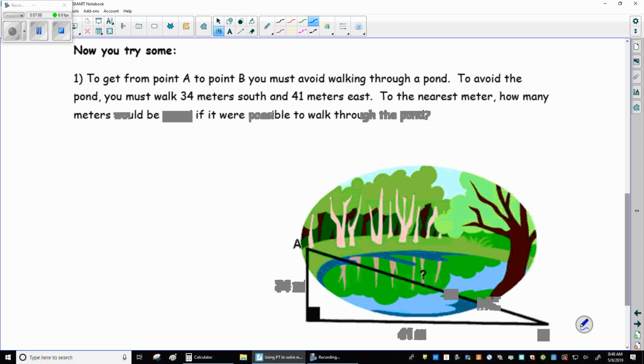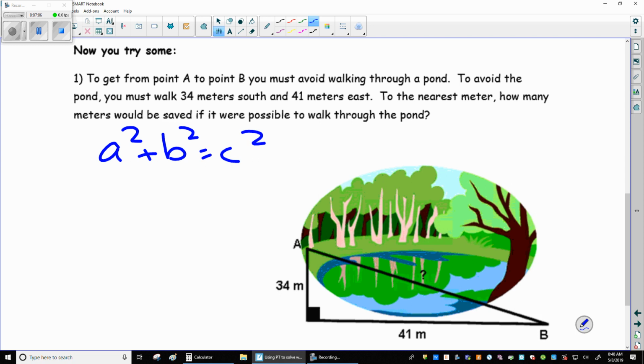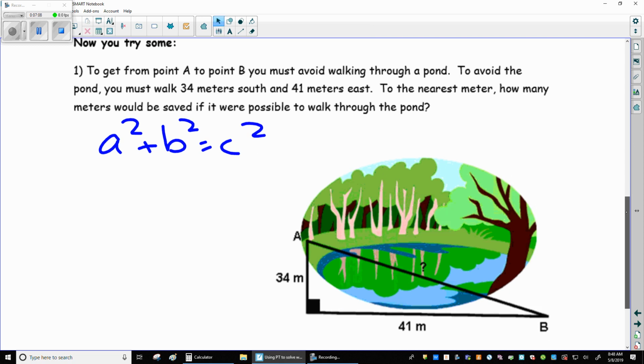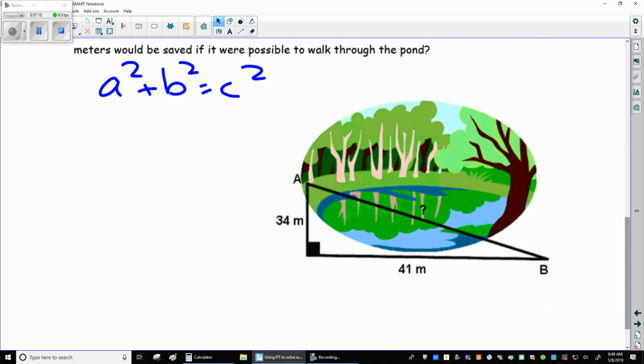Let's take a look at number 1. Obviously it's Pythagorean theorem. I see a triangle, so I'm going to put a squared, b squared, and c squared. This one gives you a lot of the dimensions already. I'm going to find my hypotenuse by using the square trick, and I see that's the thing that I don't know.